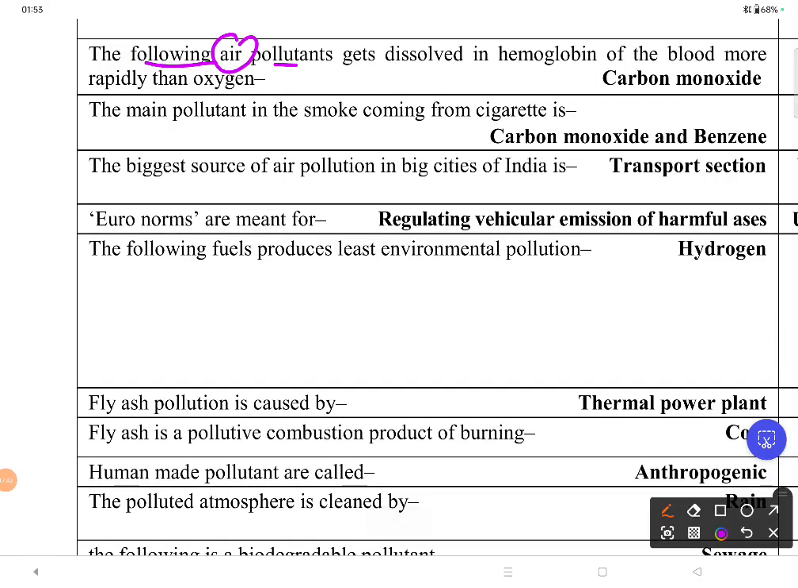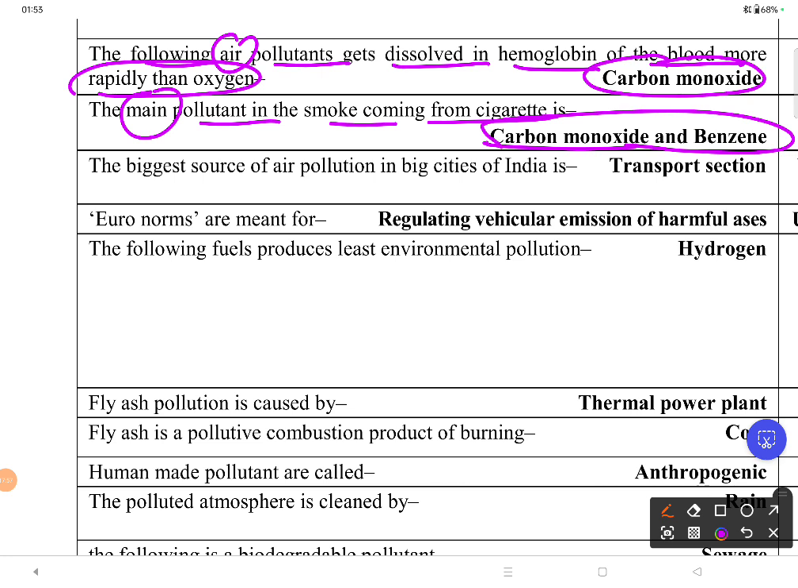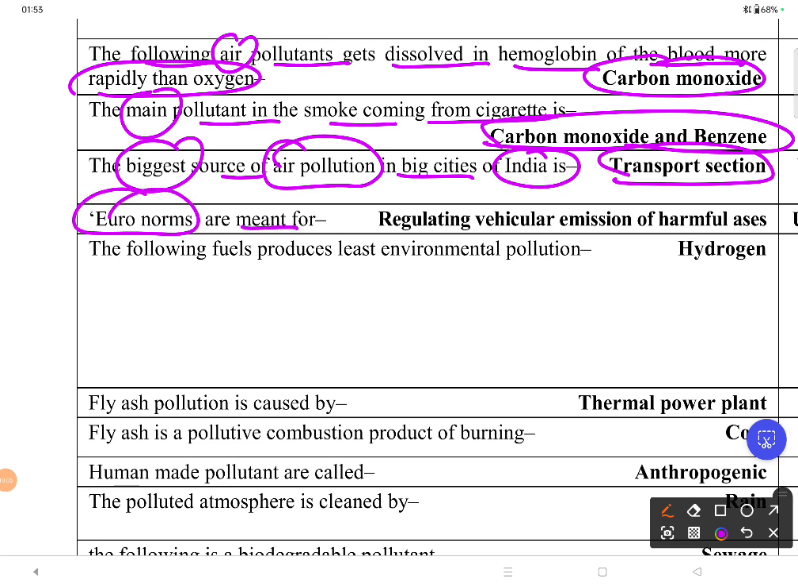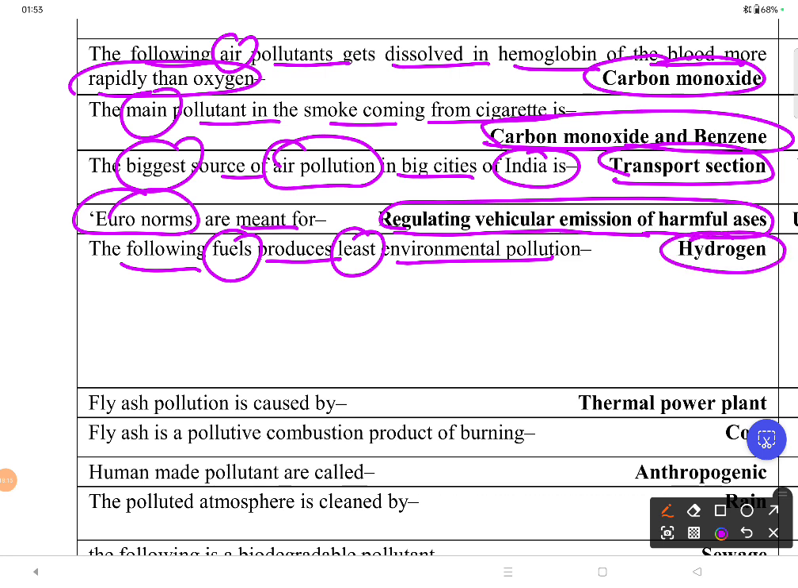The air pollutant that gets dissolved in hemoglobin of the blood more rapidly than oxygen is carbon monoxide. The main pollutants in cigarette smoke are carbon monoxide and benzene. The biggest source of air pollution in big cities of India is the transport sector. Euro norms are meant for regulating vehicular emission of harmful gases. The fuel that produces least environmental pollution is hydrogen.